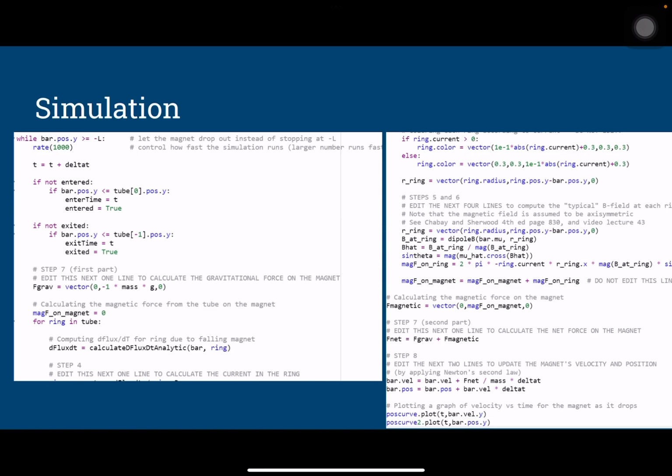Here's my simulation. You can see in the code, I calculated the gravitational force on the magnet, and I used the magnetic force from the tube on the magnet. And on the other side, I calculate the magnetic force on the magnet, and I calculate the net force.